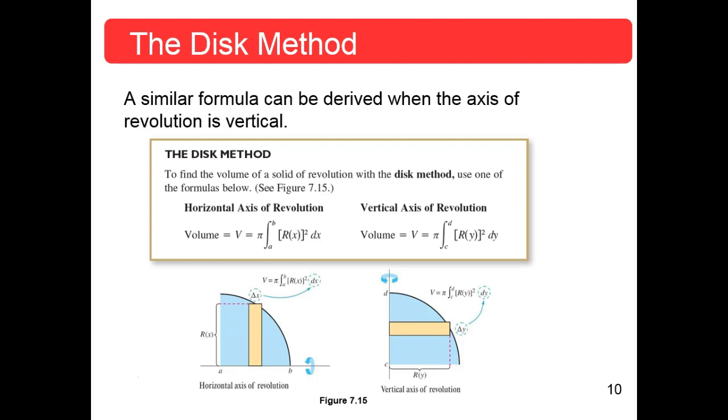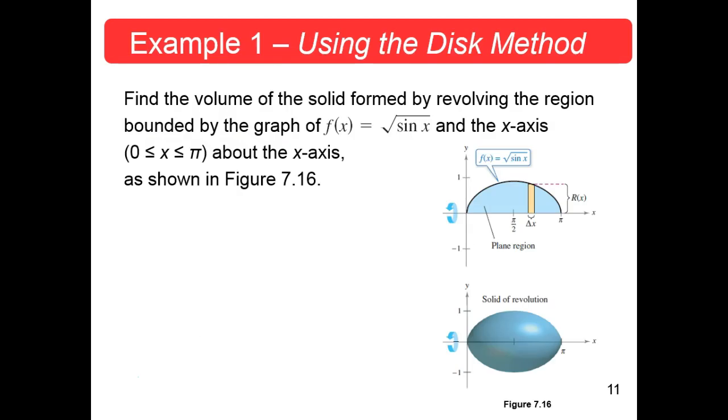If it's a vertical, then you're going to have dy's, and your r of y, that would be your length out here from the axis. If you're revolving this around like this, pi integral of r of y squared dy, going from c to d. They always use a to b for the x's and c to d for the y's. It doesn't matter what you call them, but they typically do that. Is that making sense? That's how you get your volumes.